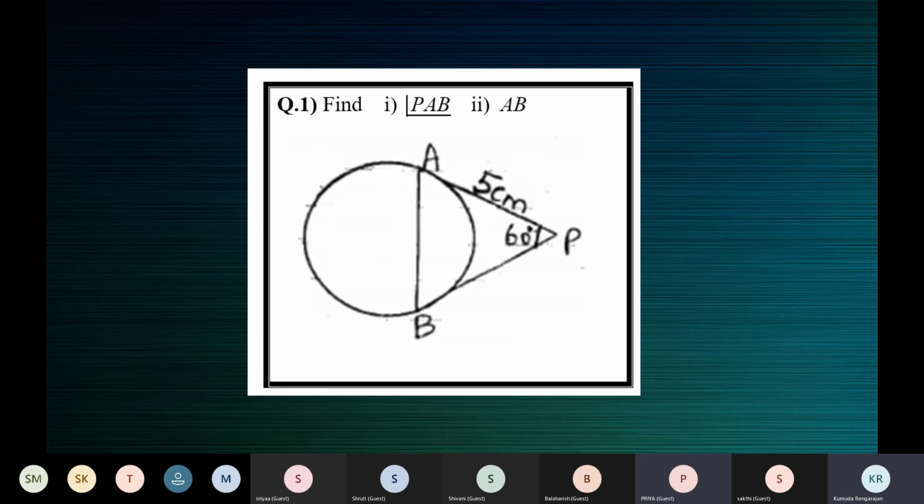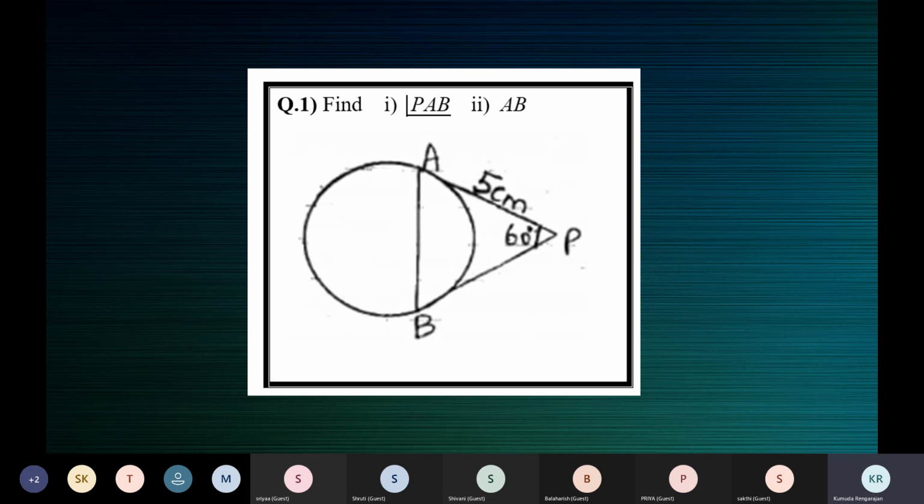Children, just let me know the last question which we did. Please read the last question from Circles. If PT equal to 3.8 centimeter, find QR. Oh, very good. Thank you.